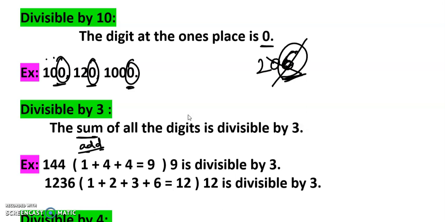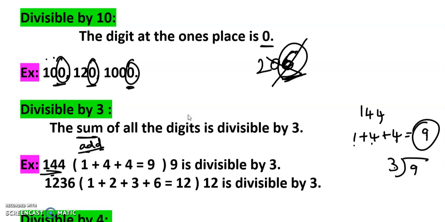The sum of all the digits is divisible by 3. Then we can say it is divisible by 3. So they have given one example, 144. If you add 144, 1 plus 4 plus 4: 1 plus 4 is 5, 5 plus 4 is 9. Whether 9 is divisible by 3? Yes, 9 is divisible by 3. 3 threes are 9. So 9 minus 9 is 0. So 9 is divisible by 3. So therefore 144 is divisible by 3.